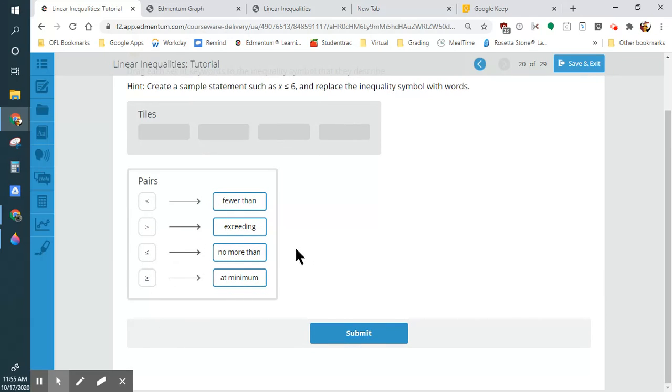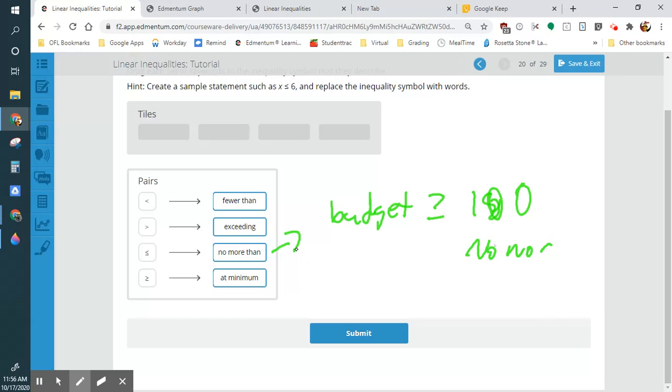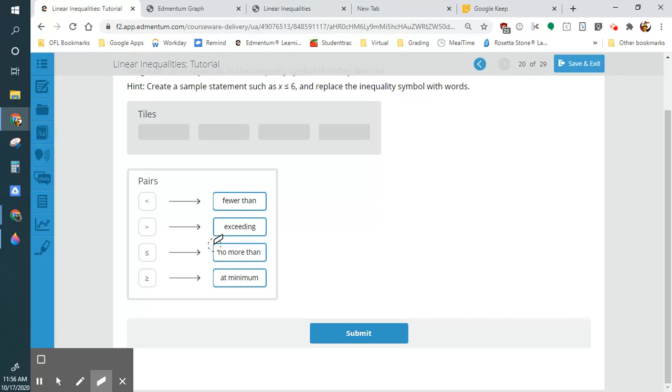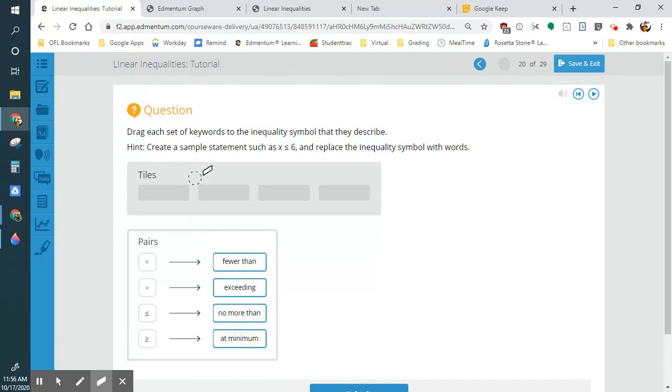So no more than is referring to, like, you kind of have to read in between the lines. So it can be like, let's say you have a budget. So your budget has to be greater than or equal to like $100. That means you can spend $100, but no more than that $100. It's phrased very weird. If you guys are having trouble with these, like you saw, I sometimes get weird, especially when there's no context to it.